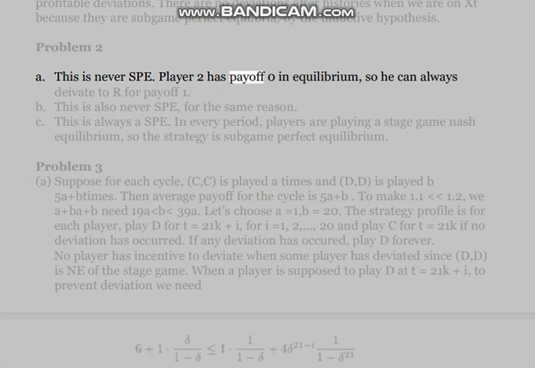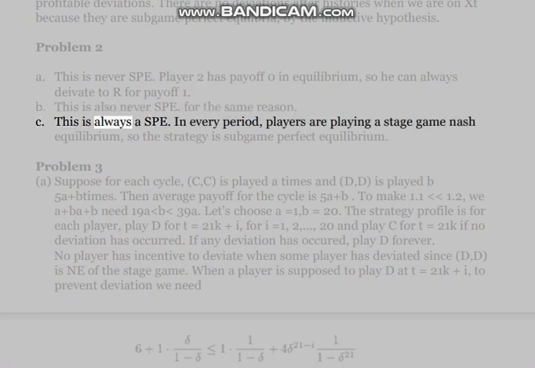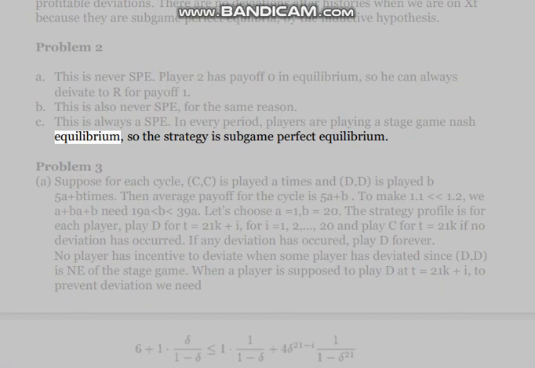Problem 2. A. This is never SPE. Player 2 has payoff 0 in equilibrium, so he can always deviate to R for payoff 1. B. This is also never SPE, for the same reason. C. This is always a SPE. In every period, players are playing a stage game Nash equilibrium, so the strategy is a subgame perfect equilibrium.